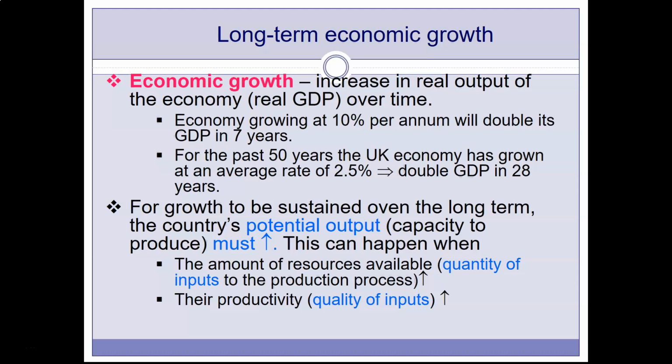This is one of the main macroeconomic policy objectives. If an economy is growing at a rate of 10% per year, it will double its GDP and therefore standards of living roughly in about 7 years. Our country for the last 50 years has grown at a much lower rate of approximately 2.5%, which implies that our GDP can double in 28 years, which is significantly lower.